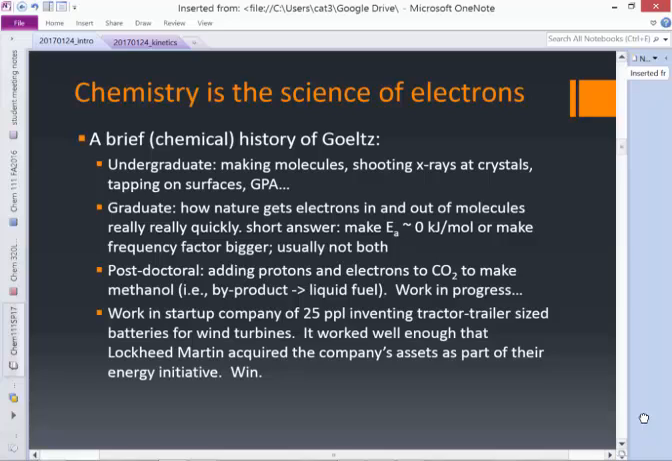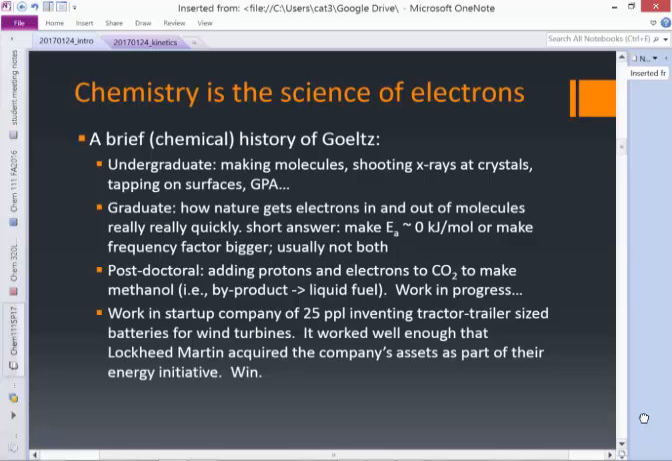Then the bullet point I did not put up there is that I was a professional musician for a year and a half. Professional, in quotes. We played some music, we had a good time, we ran out of money, so back to plan A.